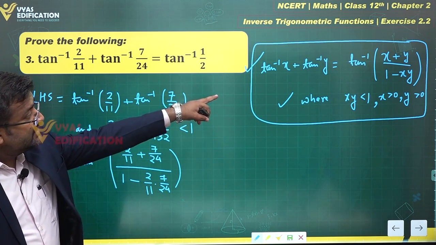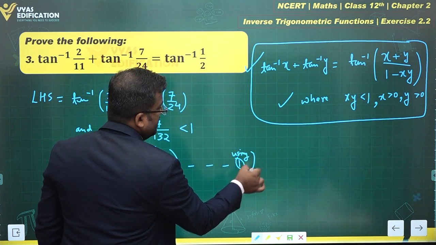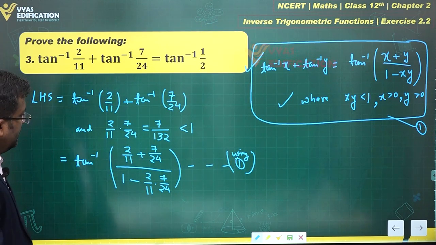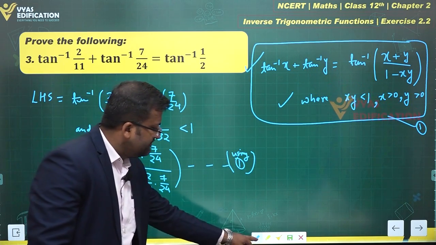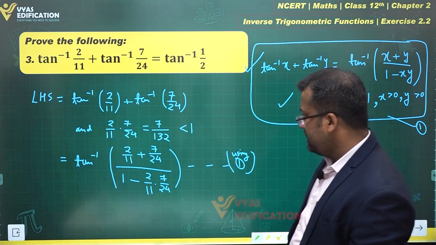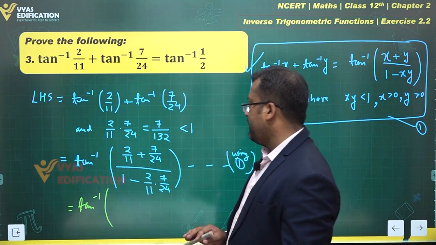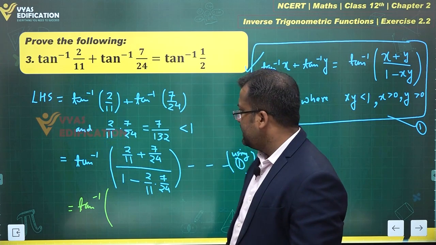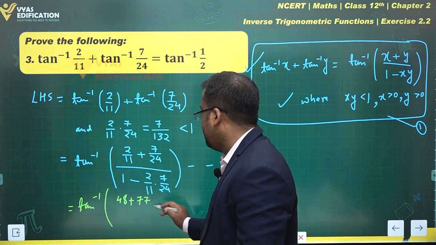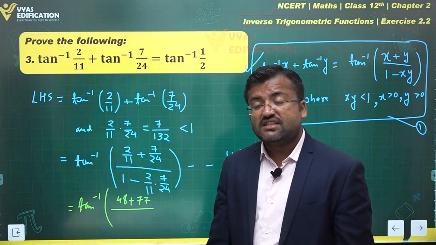Since we remember that version, the reason behind this is using 1. Let's call this 1. Using 1, what next? Let's simplify this and get the answer. We're supposed to get that single tan inverse 1 by 2. Let's see what this simplifies into. This is tan inverse of 2 by 11 plus 7 by 24. Can we take the LCM, 11 into 24? Yes, this will become 48 plus 77 over 11 times 24, and the denominators will get cancelled in both numerator and denominator.